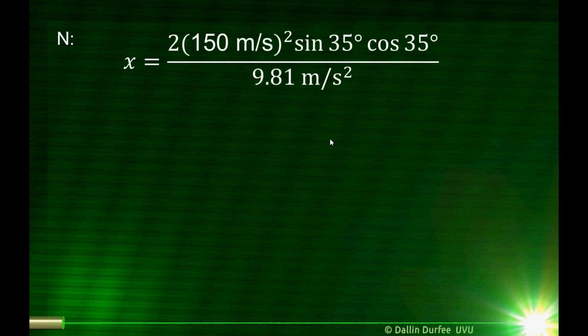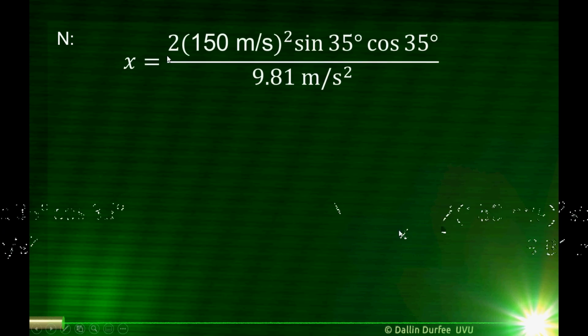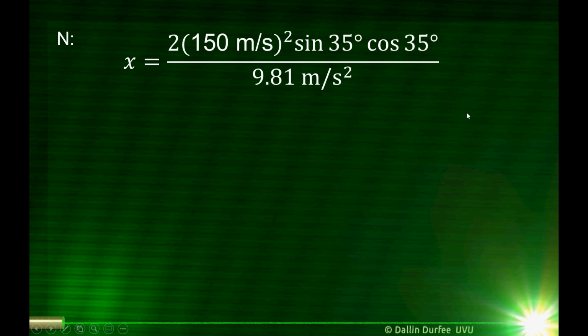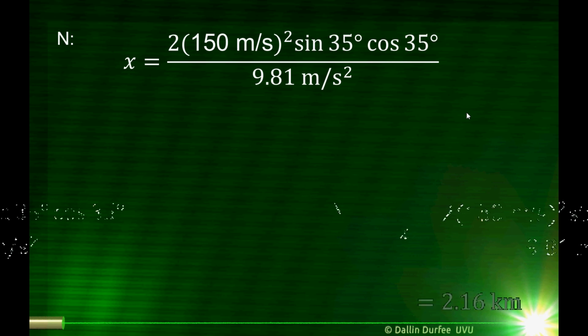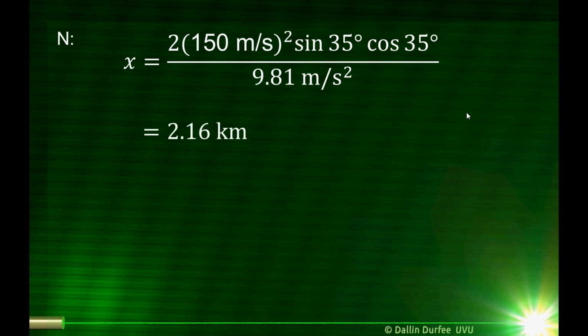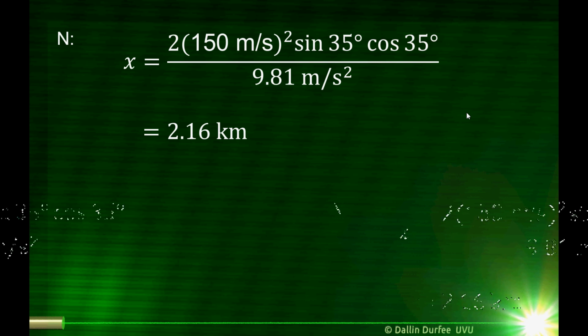So I take my equation and I plug the numbers in. So v naught was 150 meters per second, theta is 35 degrees, and g is 9.81 meters per second squared. I plug that into my calculator and I find that the distance from the cannon at which the cannonball hits the ground is 2.16 kilometers.